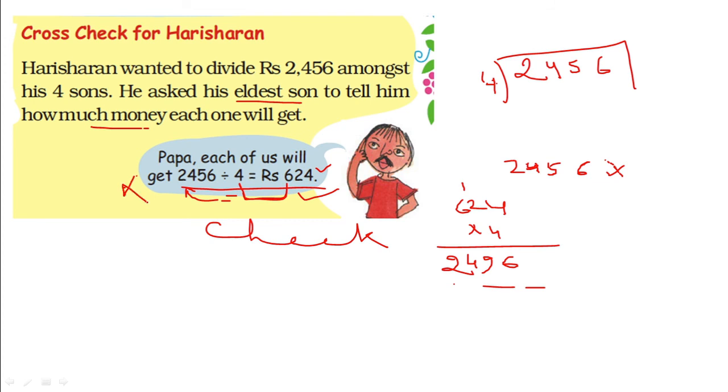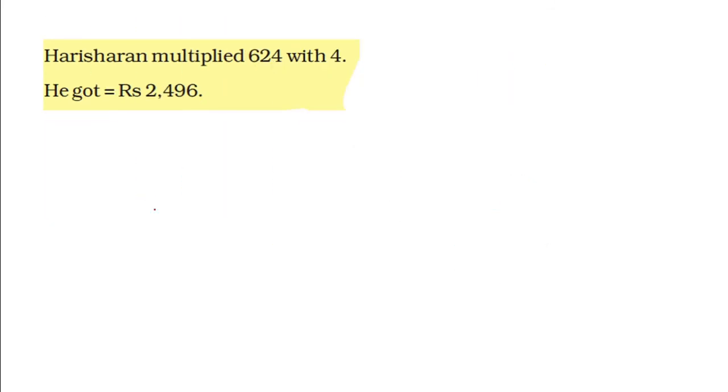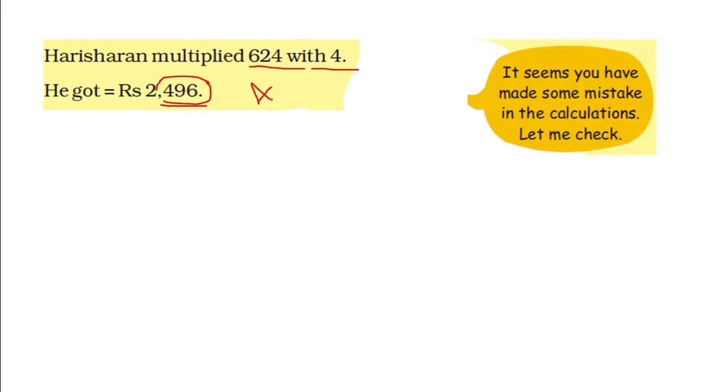So what will happen when he solves it incorrectly? Let us see. Hari Saran multiplied 624 by 4, which is equal to 2496, which is not equal to the total amount. So the division was wrong. It seems you have made some mistake in the calculation. Let me check. So he checked like this. How can we check? We multiply this by this. If this is equal to the main amount, the answer will be correct.